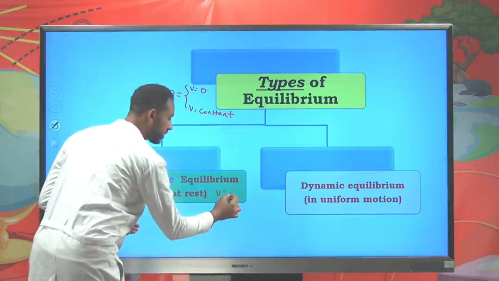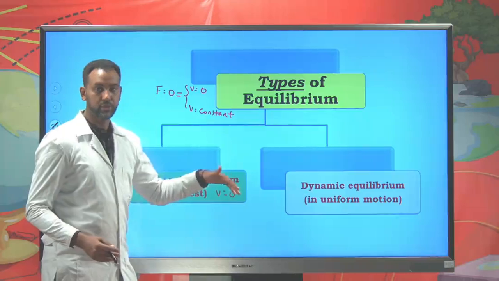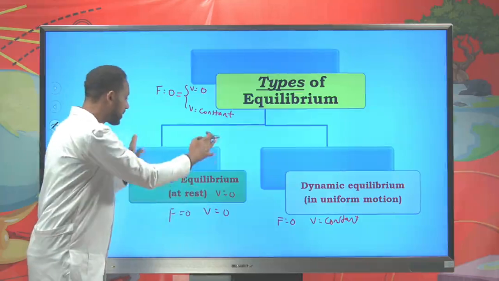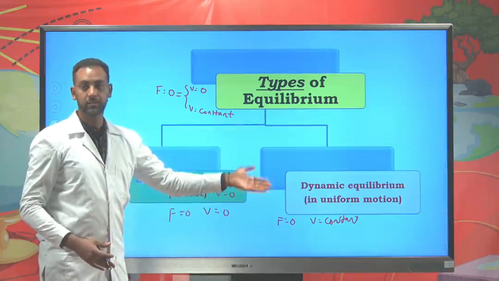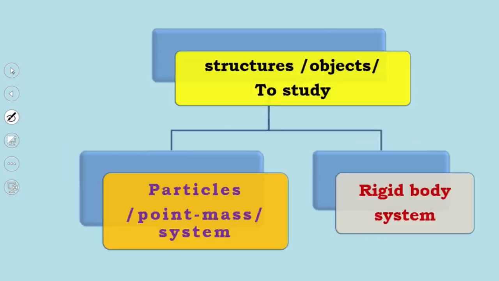That means the object has 0 velocity. Whereas in dynamic equilibrium, the object has a uniform motion, but still the net force can be 0. The net force on that object is 0 because the velocity is constant. But in static equilibrium, the net force is 0 because the velocity of the object is 0. That means the object is at rest. So in this unit, we are dealing only with static equilibrium. At some other level, maybe in engineering, you might see dynamic equilibrium. So let's see static equilibrium.